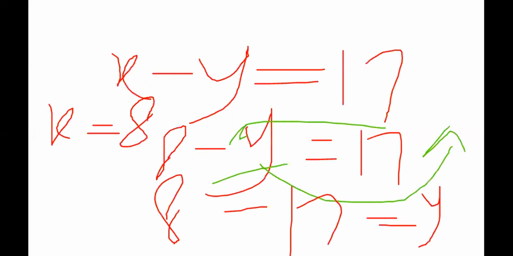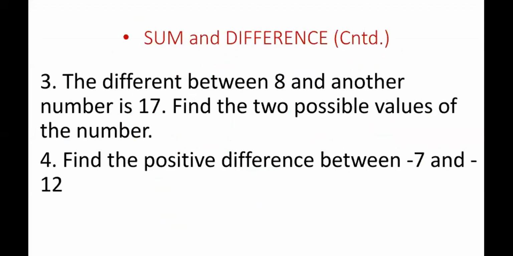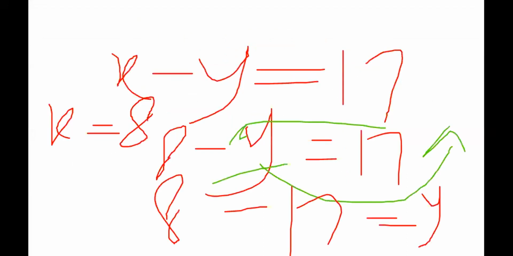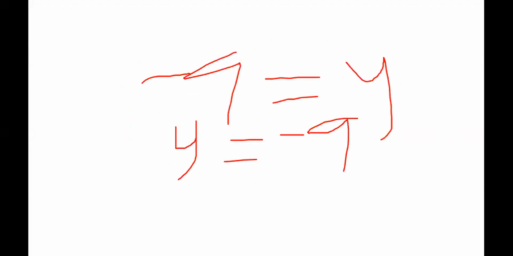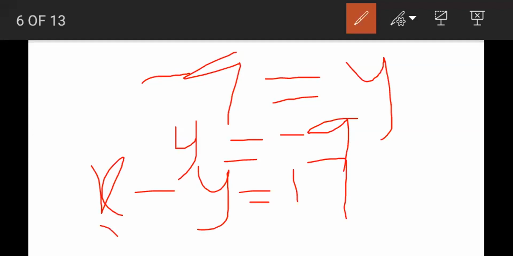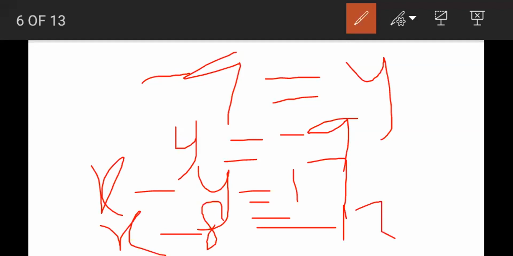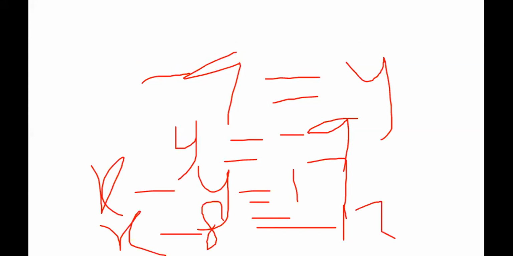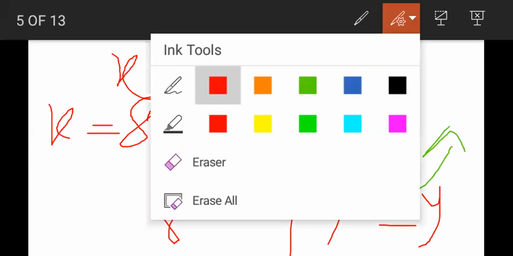So now let's assume that it is y that is 8. We are told that the difference between 8 and another number is 17. So if x is 8, we get y to be that. Now let's find x if y is 8. x minus y equals 17. If y is 8, x minus 8 equals 17.